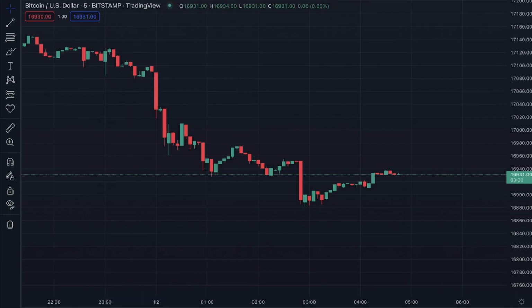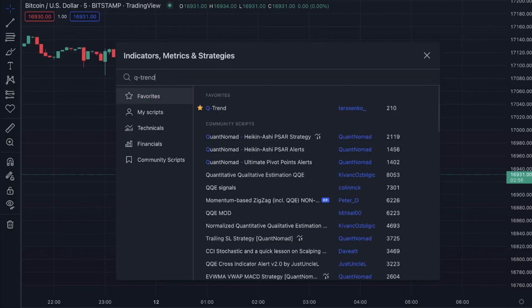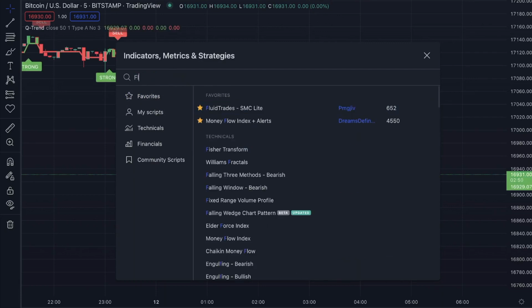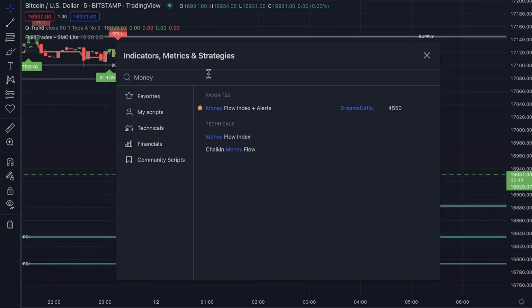First, let's click on the indicators window and then search for Q trend by Tarasenko_. Next, let's add an indicator called fluid trades by PMGJIV. Lastly, let's search for money flow index and select this one here.